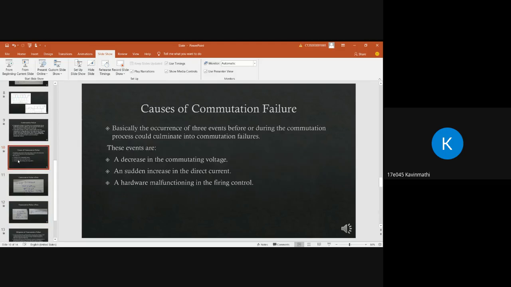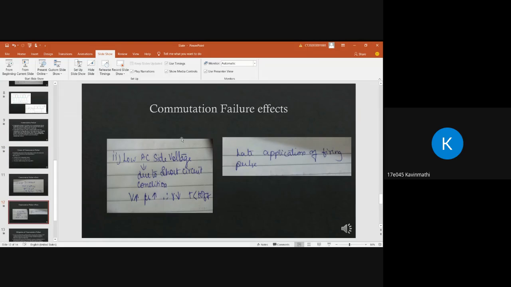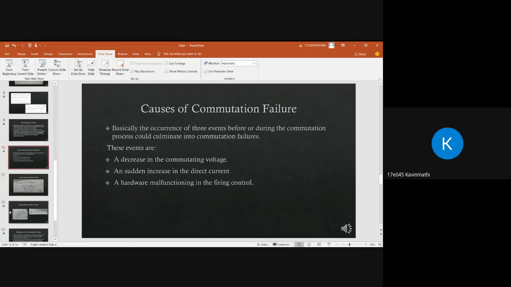And the first reason they are saying is a decrease in the commutation voltage. If there occurs a short circuit condition, and if there occurs a low AC side voltage, means if a short circuit happens, the voltage will be reduced to zero. So if the voltage gets decreased, at that time also the mu gets increased, and as a result, if mu gets increased, gamma will be reduced. At the time also the reverse thyristor time will get less than the circuit turn off time, and it will also cause commutation failure.